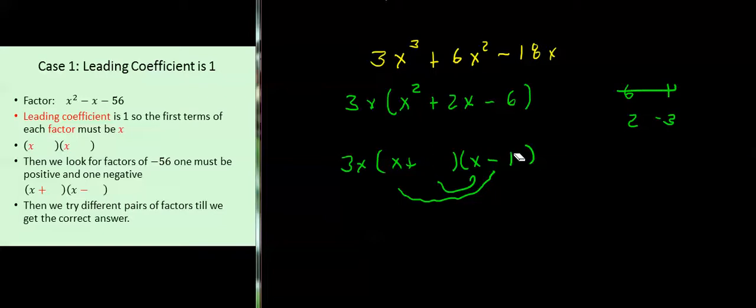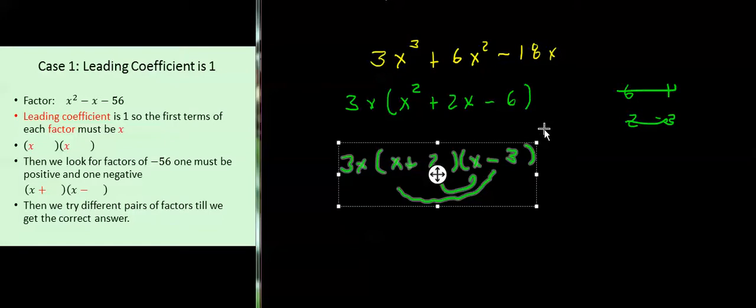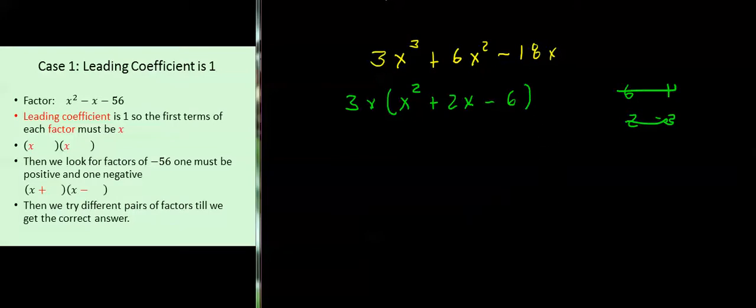We erase this. We erase this. And we try 2 and 3. 2 and 3. I get 2x minus 3x, negative 1x. Not that. I've exhausted all possibilities. So we're all done here. This is my final answer. Not always going to be able to continue.